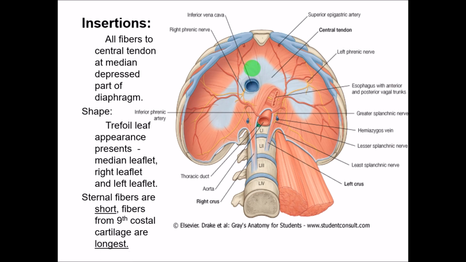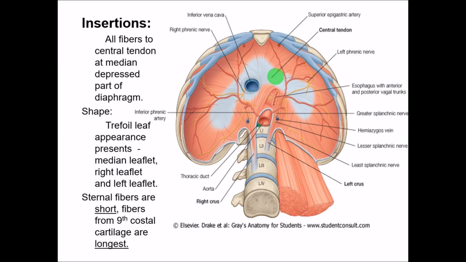This part will be slightly depressed. The shape of this central tendon is like a trefoil leaf, and it presents with a median leaflet, a right leaflet as well as a left leaflet. So this is the median leaflet, the center, and the right leaflet and the left leaflet. This is called the trefoil leaf-like appearance.